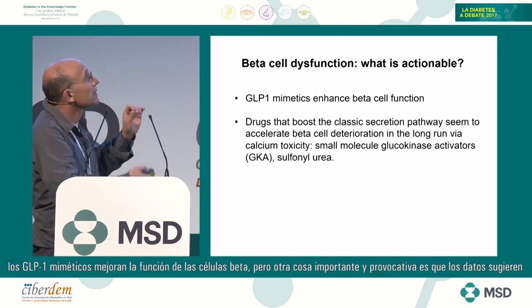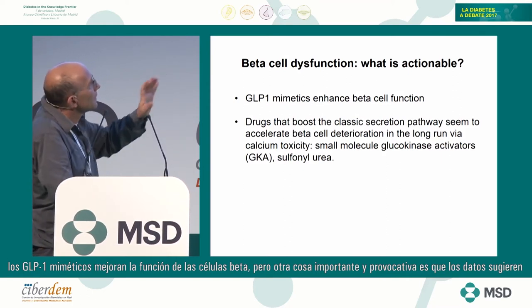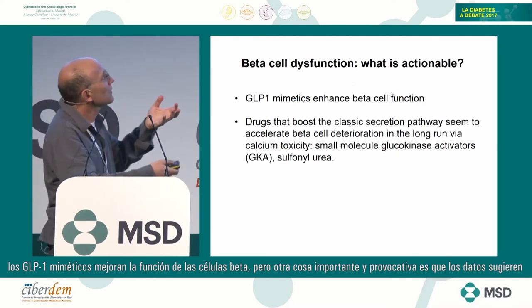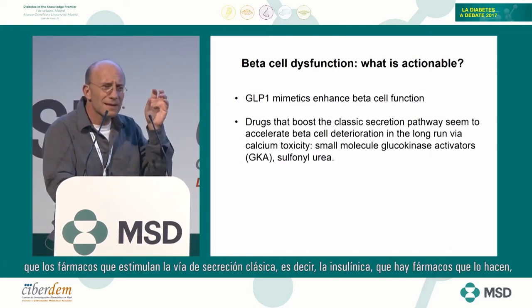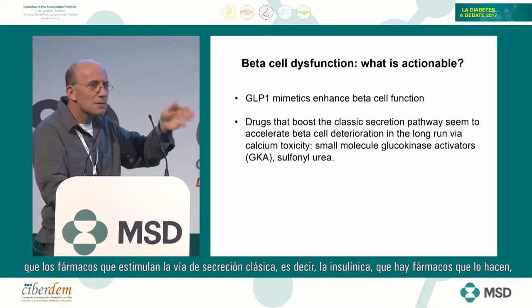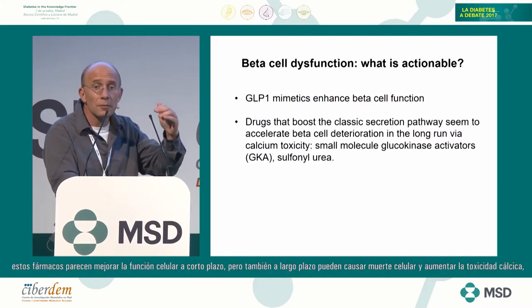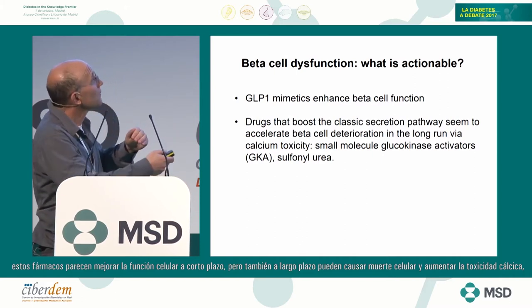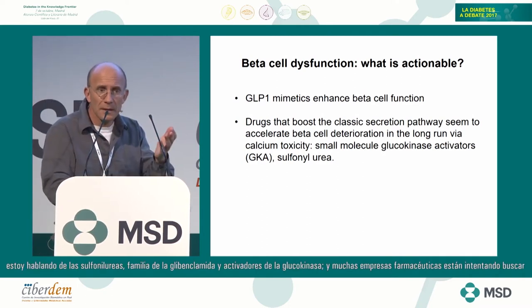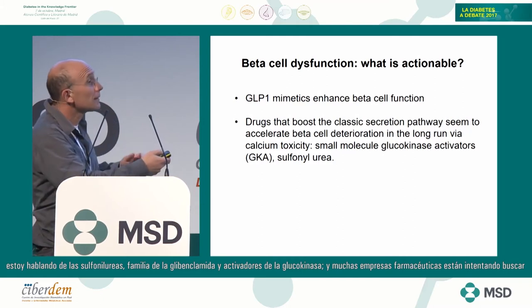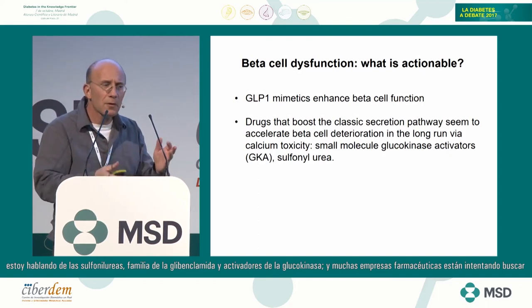One is that, again, GLP mimetics may enhance beta cell function. There is evidence for that via the so-called amplifying pathway. But another important and somewhat provocative point that I want to make is that most evidence suggests that drugs that boost the classical secretion pathway, the glucose-stimulated insulin secretion pathway, we do have drugs like that, actually seem to improve beta cell function in the short term, but in the long term actually cause deterioration, maybe even beta cell death. And I'm talking about via enhanced calcium toxicity. I'm talking about the classical sulfonylurea drugs, the glibenclamide family, and the still experimental small molecule glucokinase activators, GKAs. Many pharma companies try that.